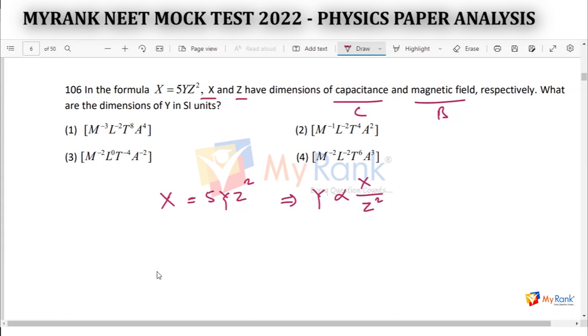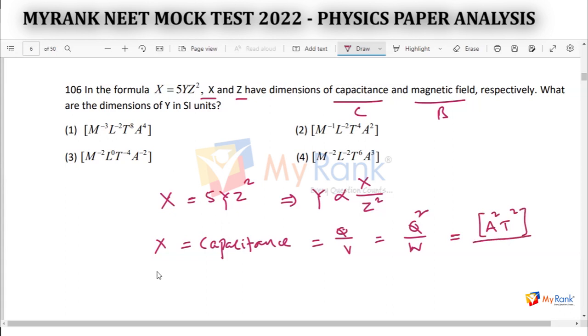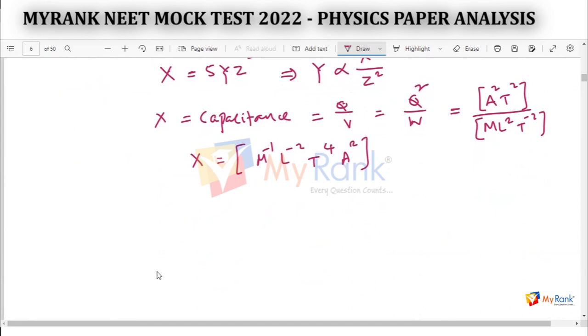So X is capacitance. Capacitance is nothing but q by V, students. So q by V is nothing but q squared by W, where W is energy with dimensional formula M L squared T power minus 2. So for X, or capacitance, what we got totally is M power minus 1, L power minus 2, T power 4 plus 2... the minus 2 goes to the numerator and becomes plus 4, so totally T power plus 4, and A power 2. This is the dimensional formula of X, students. Likewise, for B also we have to write Z equals B, as told in the question. B is nothing but the magnetic field.